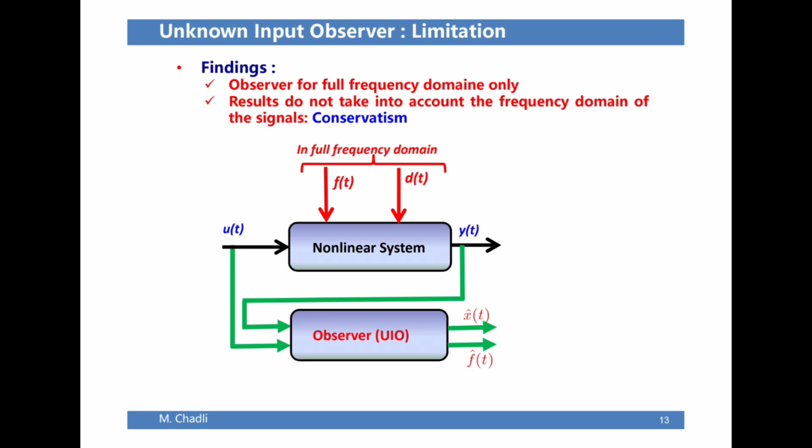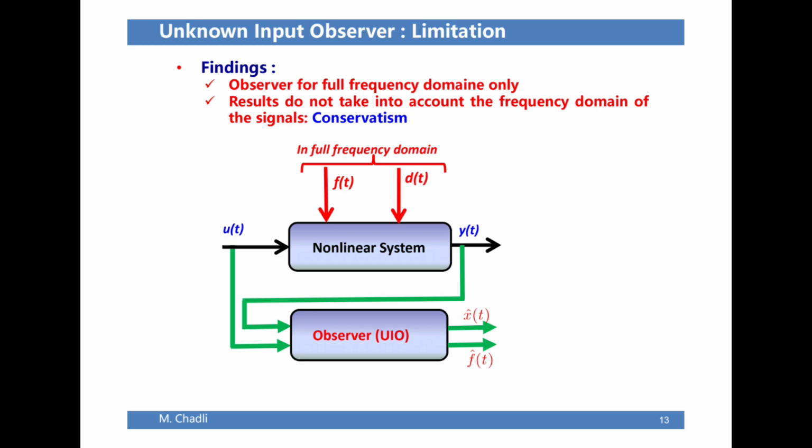All these methods are intended for infinite frequency domain, because when we analyze the last design condition, we can see that the frequency of the signal is not involved. So these methods are intended for infinite frequency domain, which in some cases leads to some conservatism in the results, because we can't take into account the frequency, for example, of the input or the external signal, especially when we know the frequency domain in which these input signals evolve, as we will see in the following.